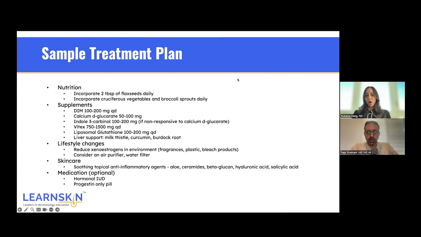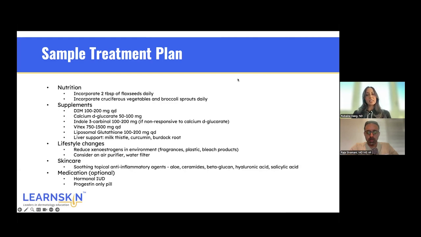And then indole 3 carbinol. So some people I've noticed are more responsive to calcium D-glucarate, and some people are more responsive to indole 3 carbinol. A lot of DIM supplements have one or the other with them. So usually they tend to start with the calcium D-glucarate, but if they're not as responsive to it, then we can add in the indole 3 carbinol.